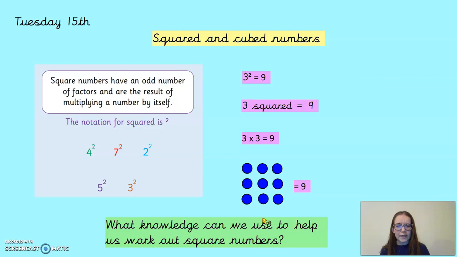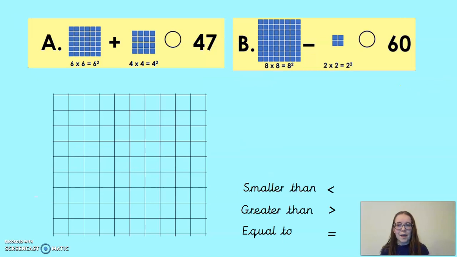Question for you: what knowledge can we use to help us work out square numbers? Well, I'm thinking it's our times table knowledge. Absolutely. If we know our times tables, which I know we all do, we're definitely going to be able to tell what the square numbers are up to 12 squared. Okay, let's have a look at some activities.